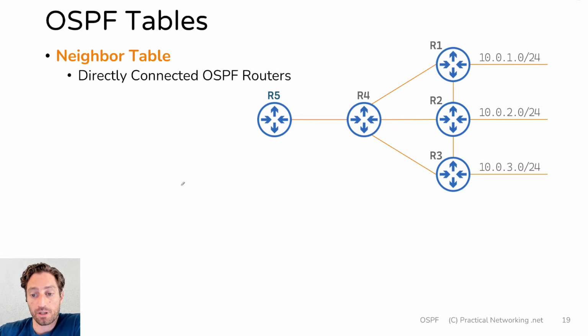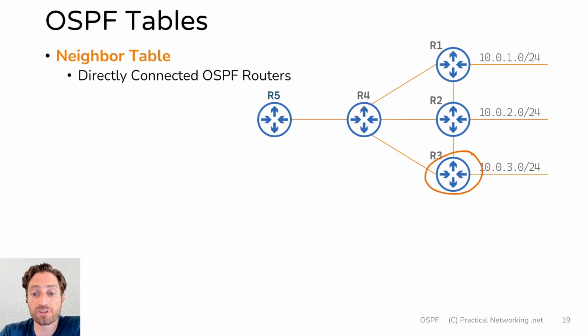Cool. So R5 is going to have a neighbor table, and inside R5's neighbor table, it's going to have, hey, I'm neighbors with R4. And then R4 is going to have a neighbor table, and R4 is going to have an entry for R5, R1, R2, and R3. And then R3 is going to have a neighbor table, and in R3's neighbor table, it's going to have an entry for R4 and R2. Note that this is directly connected OSPF routers.